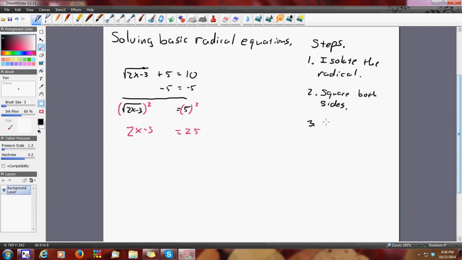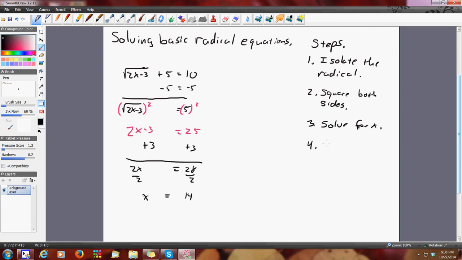So, solve for x. I'm going to add 3 to both sides. I get 2x equals 28. And divide by 2. X equals 14.